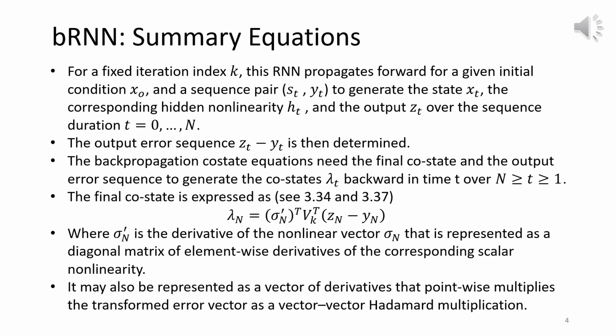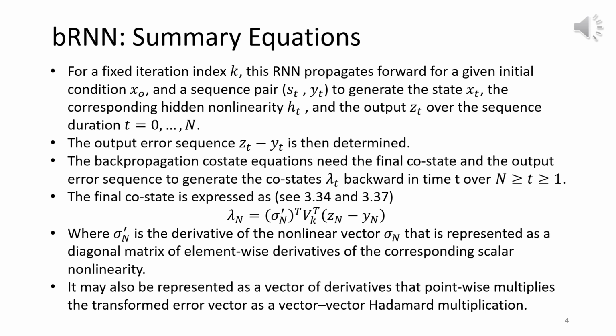For a given iteration index k, this recurrent neural network propagates forward for a given, or chosen, initial condition x_0, and a sequence pair, s_t, y_t, to generate the state x_t, the corresponding hidden nonlinearity h_t, and the output z_t over the sequence duration t from 0 to n. The output error sequence, that is, z_t minus y_t, is then determined. The backpropagation costate equations need the final costate and the output error sequence to generate the costates lambda_t backward in time t from n to 1.